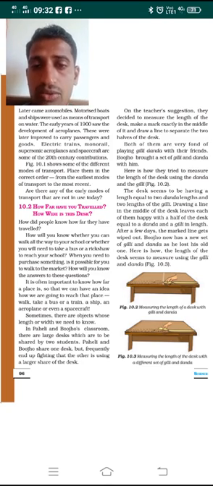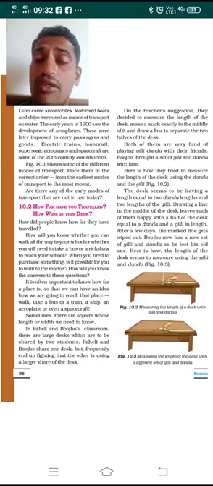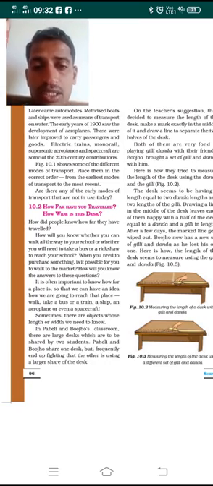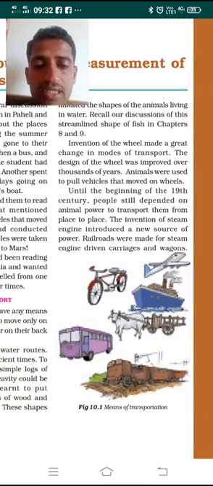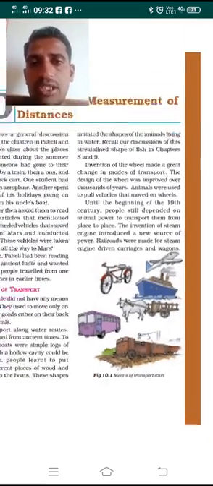Now, in the 20th century, the contribution is much more. There was improvement in carrying passengers and goods in aeroplanes, electric trains, bullet trains, metro trains and spacecraft. Here you can see figure 10.1. You can see the different kinds of means of transport, and you can arrange them from the earlier to the recent ones. Look at the diagram here: you can see the cycle, bus, bullock cart, train, ship and aeroplane. These are the different means of transport.